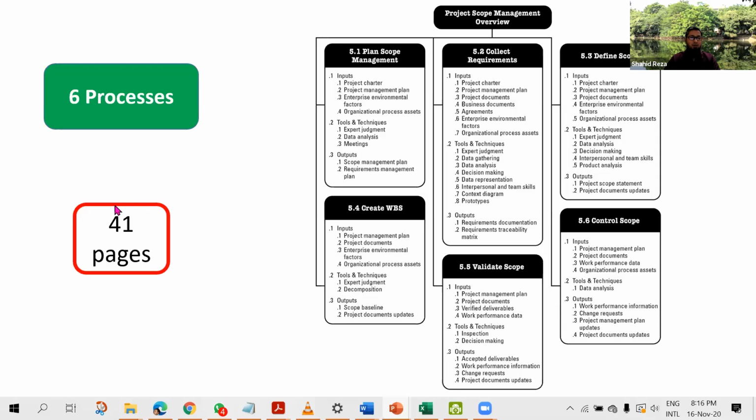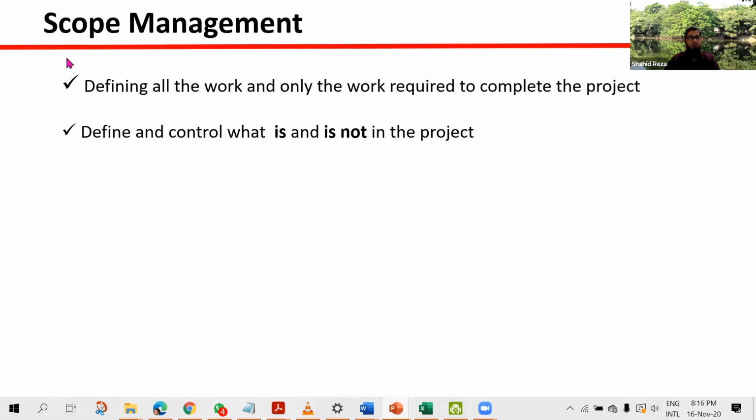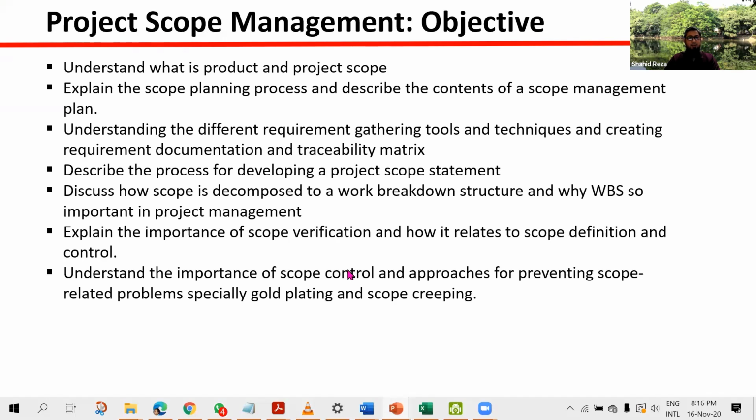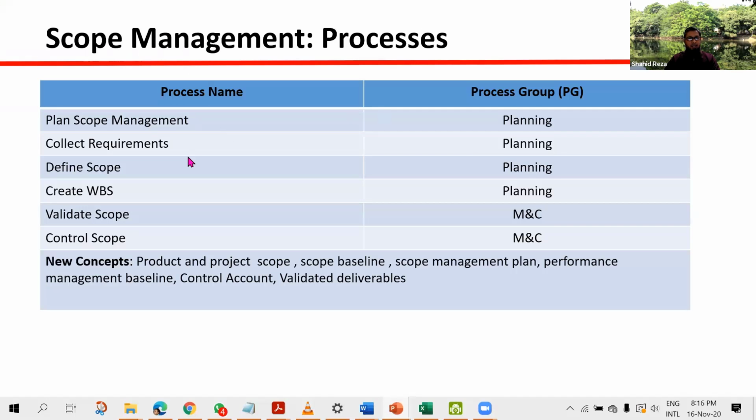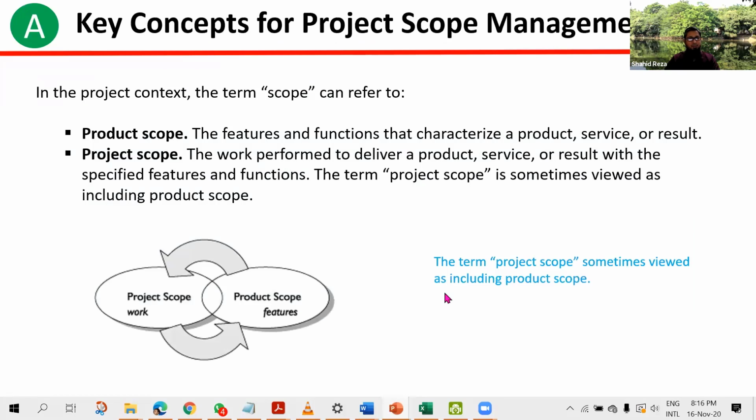So this chapter actually consists of 41 pages. What is the main target of this chapter? As we have already discussed, defining all the work and only the work required to complete the project, and defining and controlling what is and what is not in the project. So that boundary we can set after this scope management. All right, so again, the same thing is mentioned.